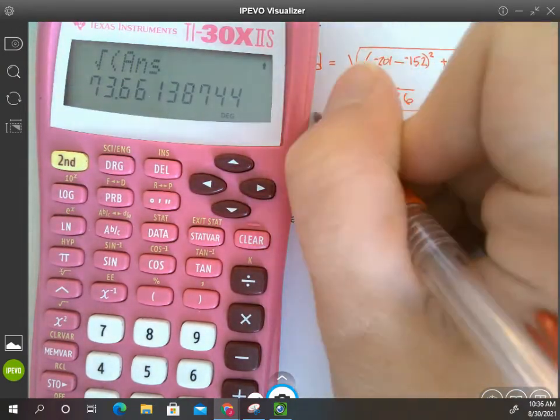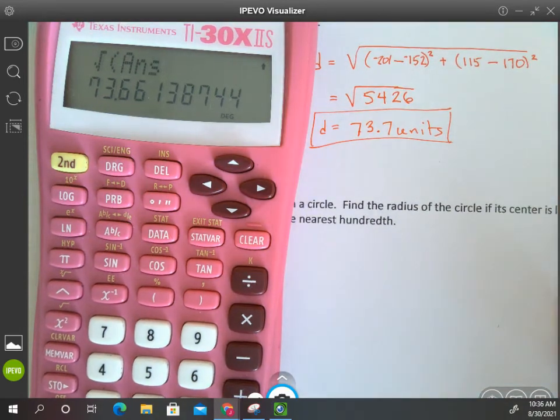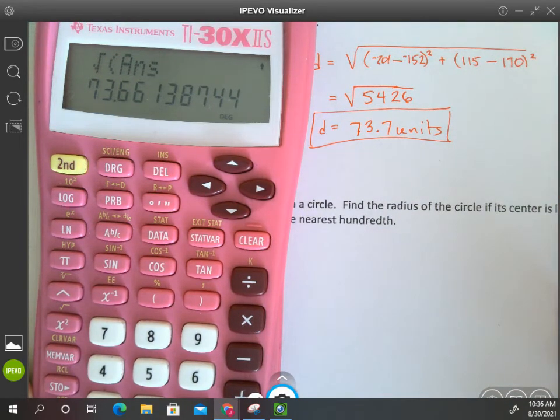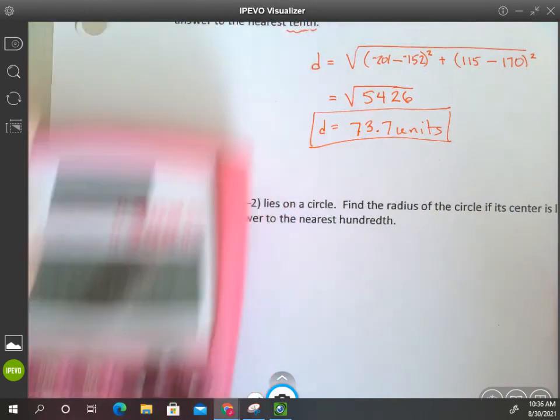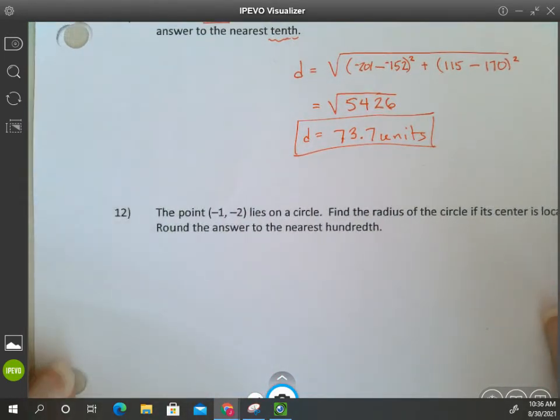Oh, that was not a good line. Well, did you get it? 73.7 units. You didn't get it. Okay, go ahead and read the next one and see what you think.